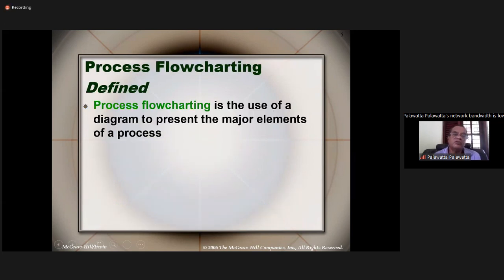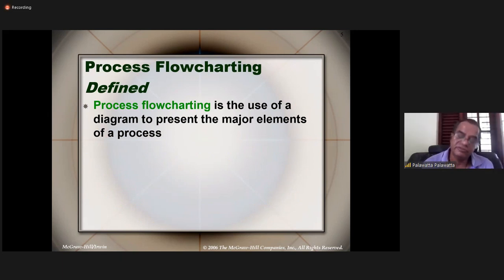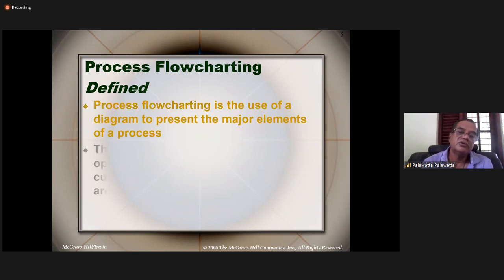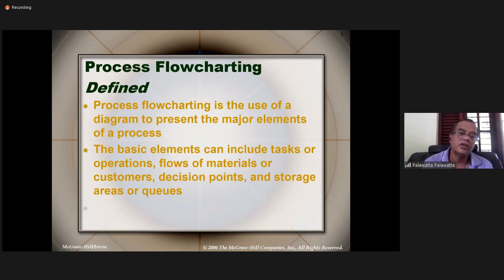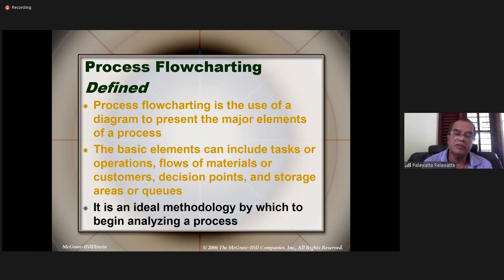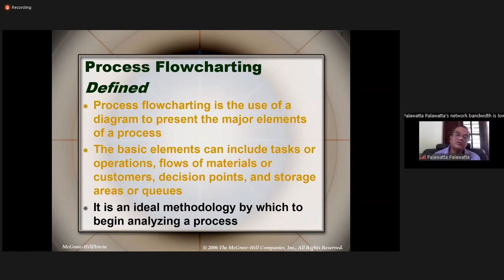And then process flow charting. Process flow charting is the use of a diagram to present the major elements of a process. The basic elements can include tasks or operations, flows of materials or customers, decision points, storage areas or queues. So this is an ideal methodology by which to begin analyzing the process.